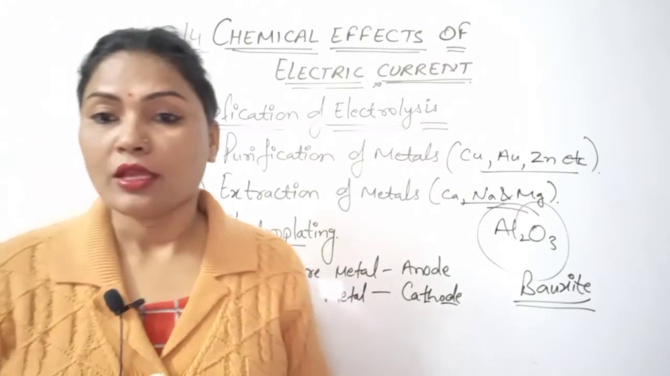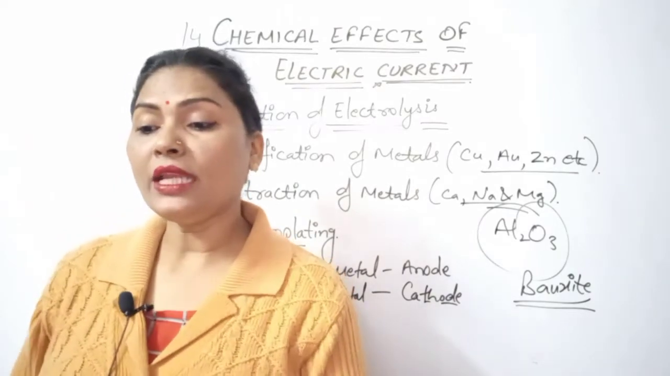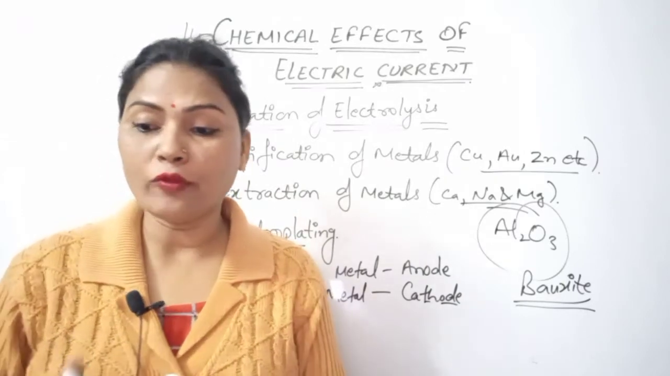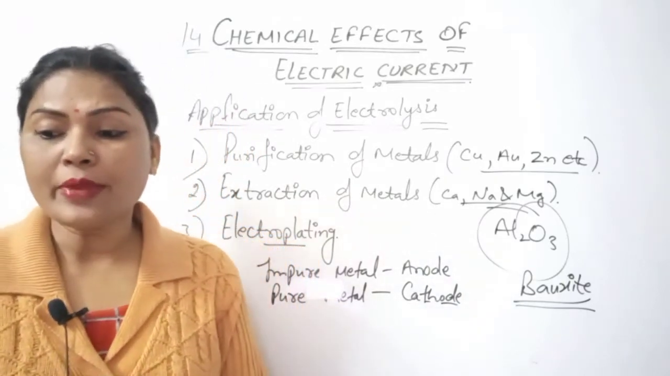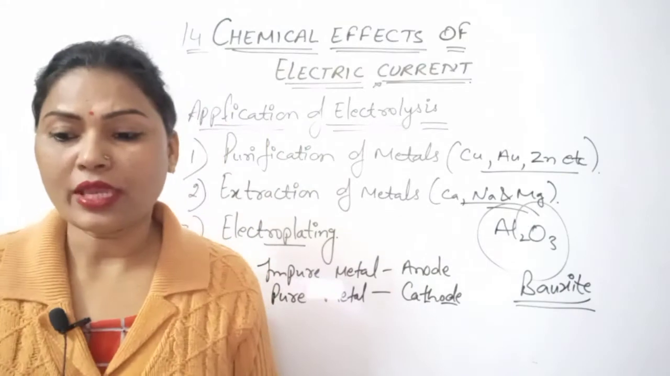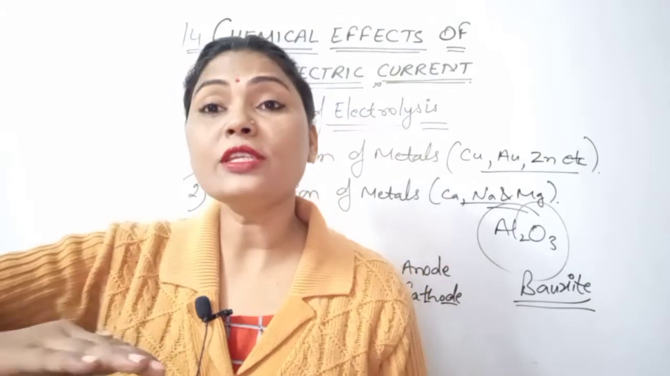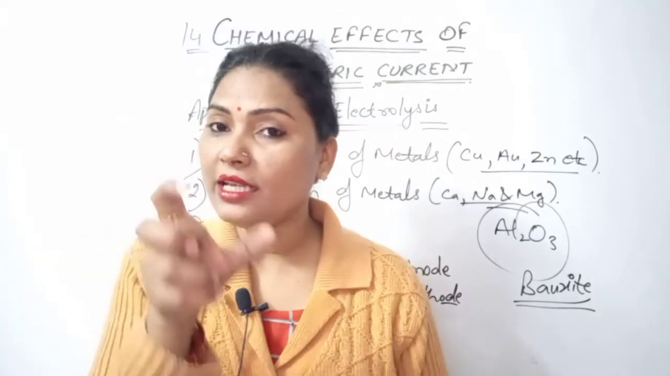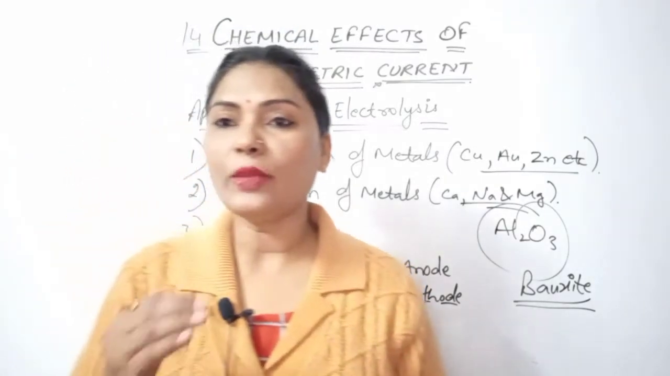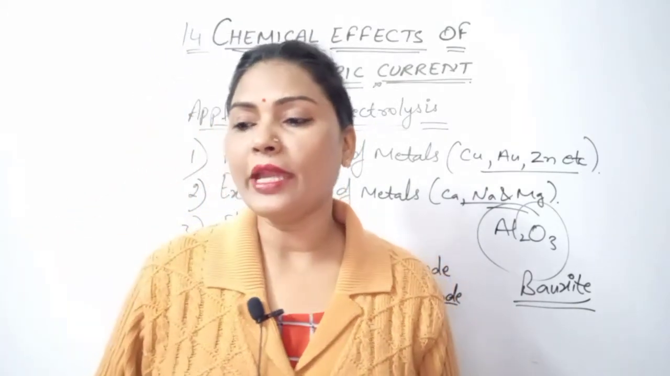Now the third process is electroplating. That is in our syllabus. Electroplating is the process of depositing a thin layer of one metal over another metal by the method of electrolysis, by passing electricity through that solution. Plating means the deposition of a thin layer, and electro means electricity is passed through it. Got it?